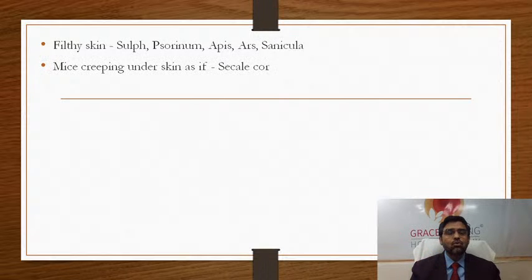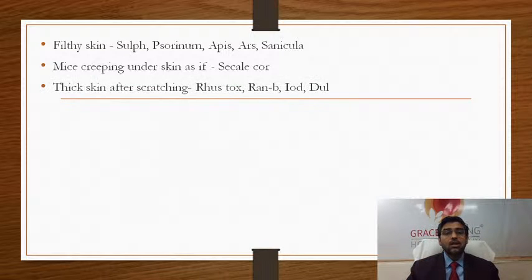Next, as I've told you, mice creeping under the skin. I had a very, very interesting case of uterine fibroid, where after the case, the patient told me, I feel as if the mice are basically running under the skin, and the remedy is Secale cor. Thick skin after scratching: always remember Rhus tox, Ranunculus bulbosus, Iodum, and Dulcamara. In fact, I had told you before also, in cases of herpes zoster, if you are confused what to give, then you must think first about Ranunculus bulbosus, a very, very important remedy.